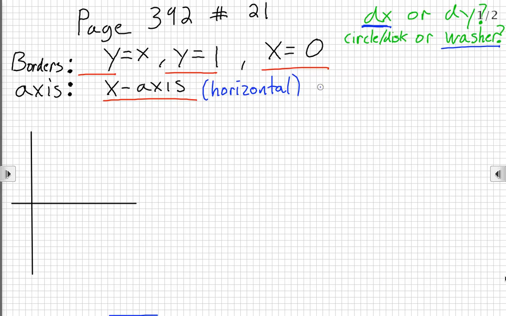The reason it's a washer is because y equals 0, which is just another way of saying x-axis, is not a border. If, hypothetically, y equals 1, which is a border, was also the axis of revolution, that would represent circle disk. Any time your border equation and your axis of revolution are the same, that's a circular disk.